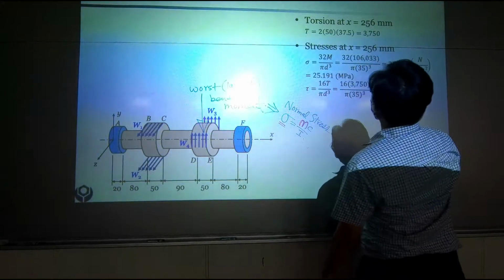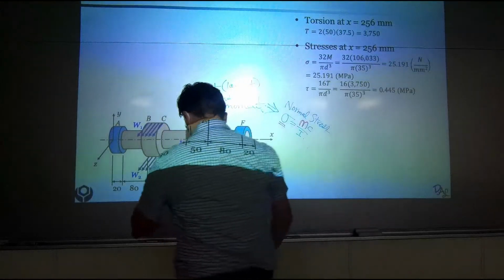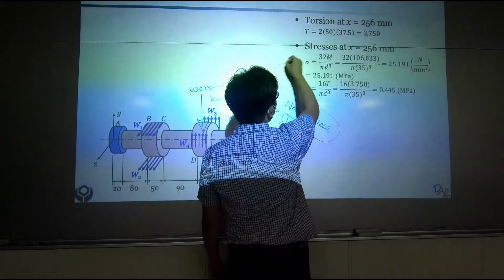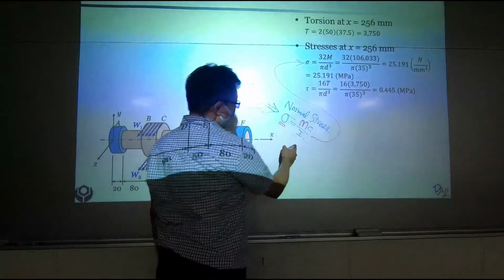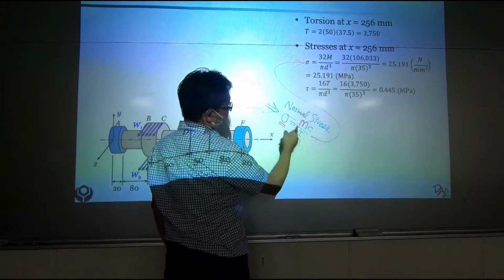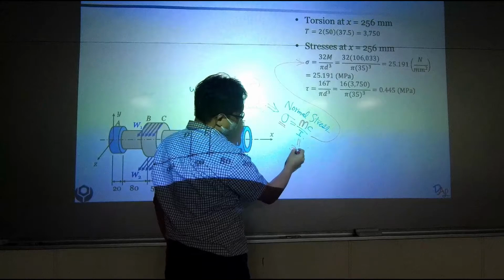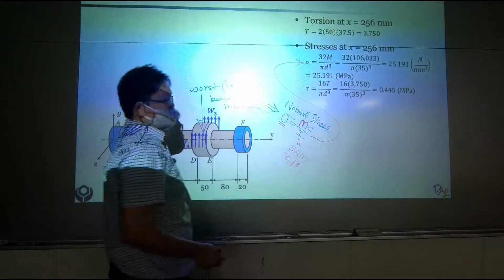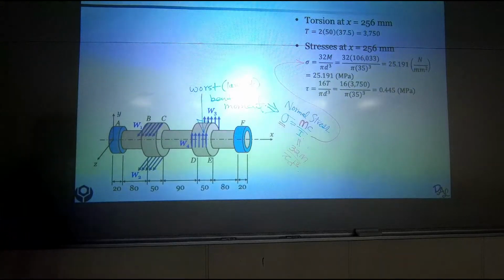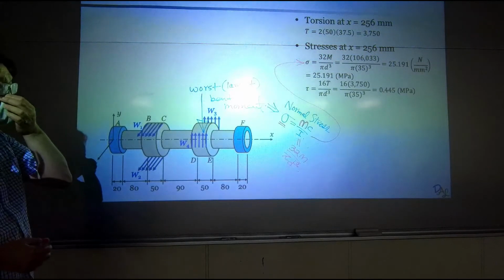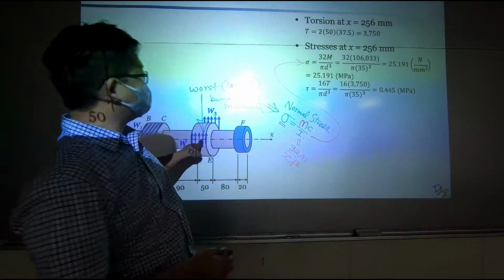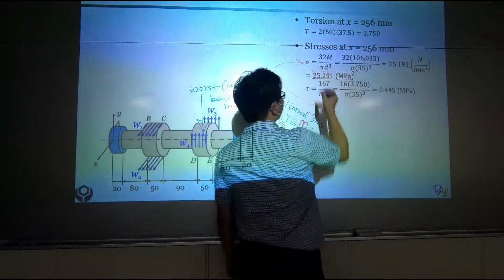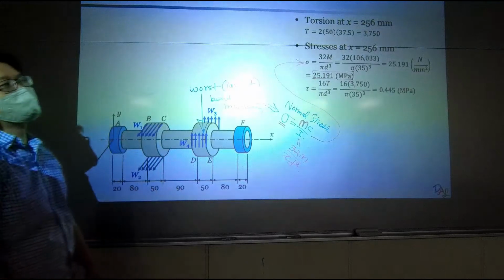So we are doing this. In the past, we already derived how this equation equals 32M over pi d cubed. That's why I asked you to memorize this. Then we know the normal stress at that point is 25 megapascal.